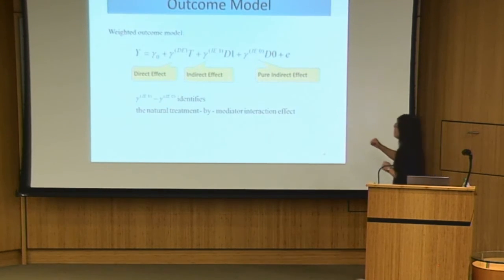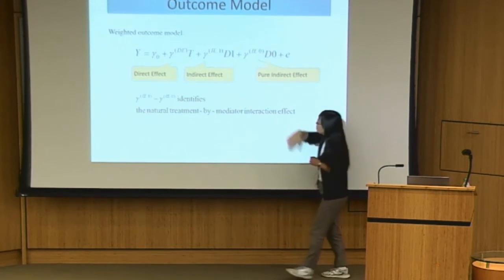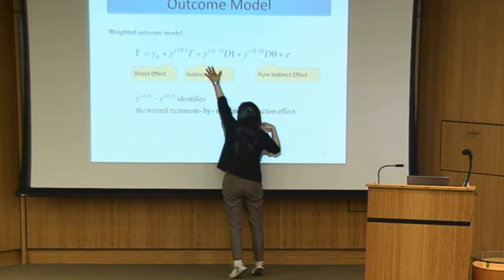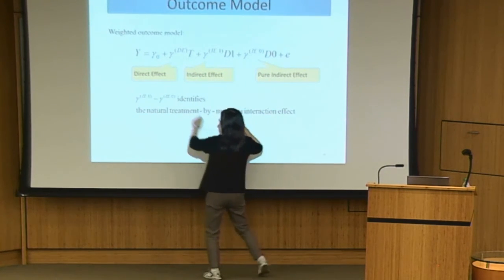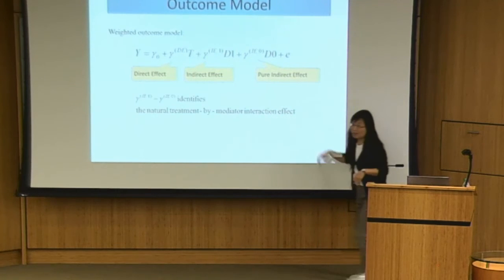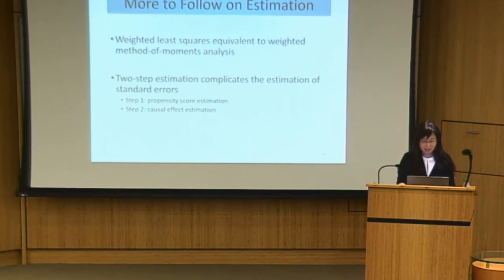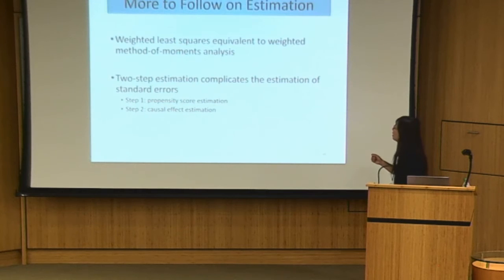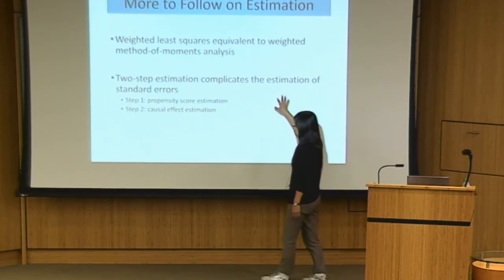So now D0 has a coefficient that corresponds to the pure indirect effect. And then I have the total indirect effect here and the pure indirect effect here. I take the difference. The difference identifies this interaction effect, which is natural. So that's pretty much it. And more to follow on estimation in the afternoon. We're going to talk about weighted least squares, which is equivalent to weighted method of moments analysis, as I mentioned.